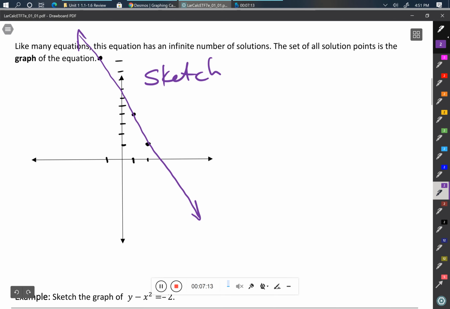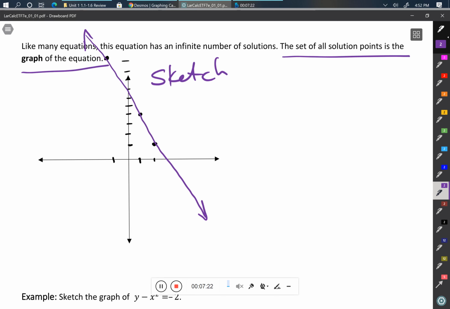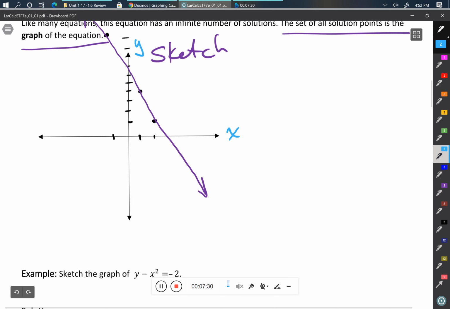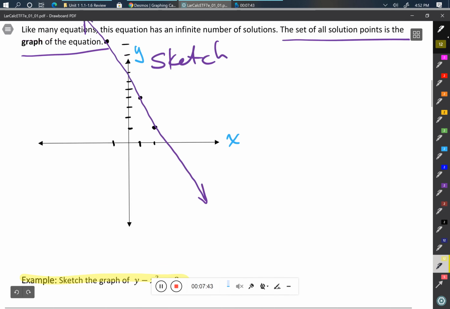Now, the thing to keep in mind is that the set of all the solution points, all shown at once, is the graph of the equation. We have our axes here, the horizontal axis x, the independent variable, the vertical axis y, the dependent variable. So what I would like to do is take an example here, and I would like us to sketch the graph of y minus x squared is equal to negative 2.